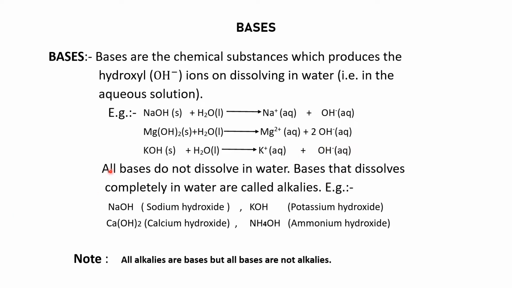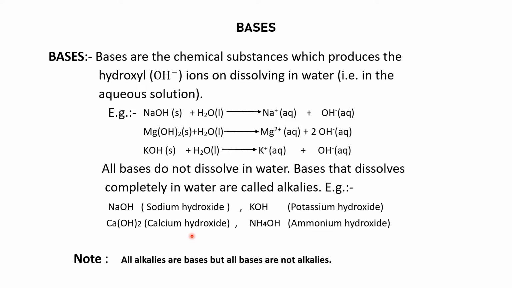Okay, so now let us know something more about bases. All bases do not dissolve in water, means there are some bases which are water insoluble. Bases that dissolve completely in water, they are known as alkalis. Okay, so only those bases which are completely soluble in water, they are known as alkalis. I have taken a few examples of alkali like sodium hydroxide. I have written here the name, KOH, that is potassium hydroxide, Ca(OH)2, that is calcium hydroxide, and another example, that is NH4OH, ammonium hydroxide.